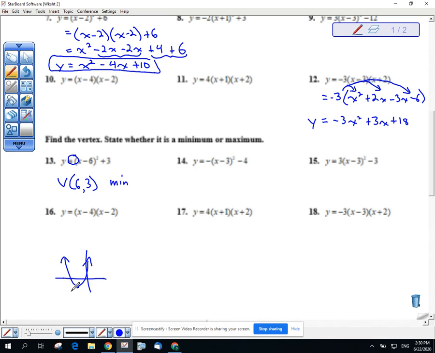Let's do 8 and 12. So, oh, I'm sorry, not 8 and 12. I'm in the wrong section. Let's just do 18. So that's in factored form.